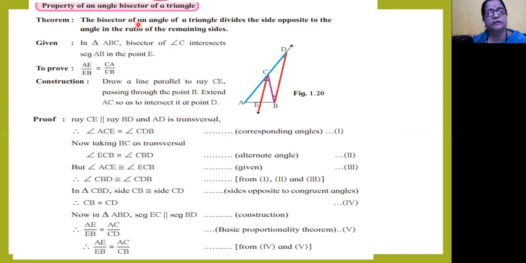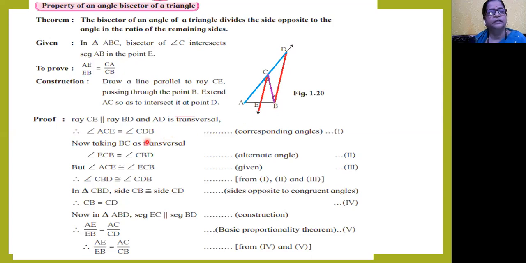The bisector of an angle of a triangle divides the side opposite to the angle in the ratio of the remaining sides. What is given here? It is a figure given here. Given triangle ABC, the bisector of angle C intersects segment AB at a point E. Then we have to prove that AE divided by EB equals CA divided by CB.